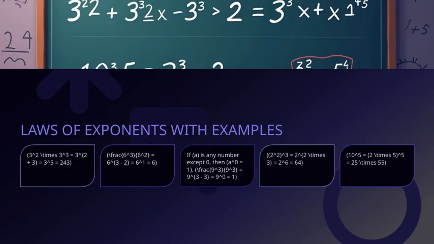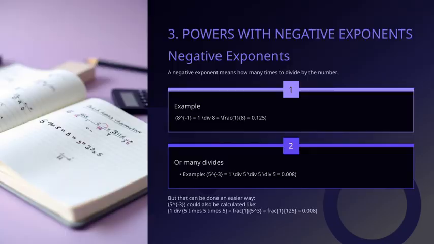And finally, there's a way to express powers of 10 in terms of multiplication. For example, 10 to the fifth power can be written as 2 times 5 to the fifth, which expands to 2 to the fifth times 5 to the fifth. This illustrates how exponents can also help us understand the structure of numbers. These laws are fundamental because they give us a consistent way to handle exponents, making complex calculations much simpler and more manageable. Let's talk about powers with negative exponents.